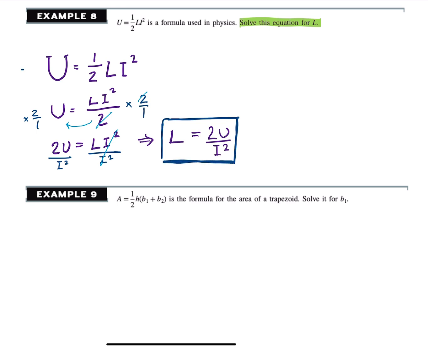So they'll give you some equation, might look a little messy, and then they're giving you some variable that they want you to solve for. So the ultimate goal is just to move everything over to the other side.